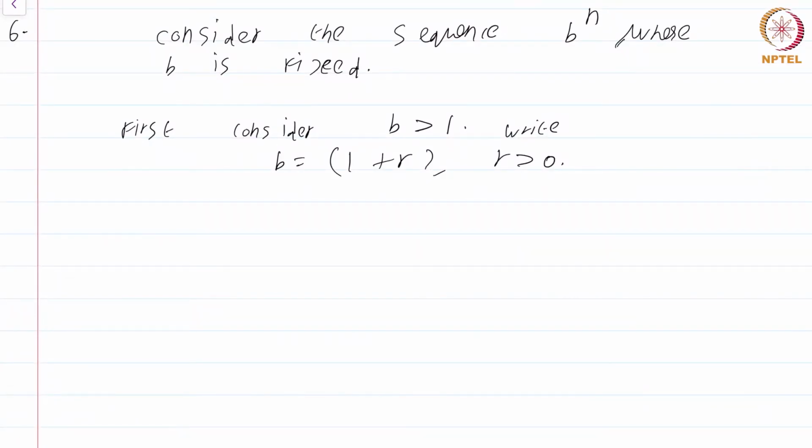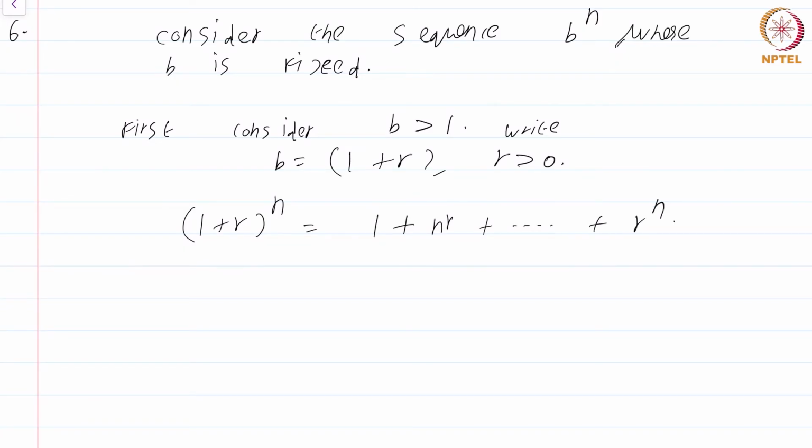Now I want to compute 1 plus r power n. That's the nth term of this sequence. How do you compute this? Well, we know the familiar binomial formula. If you're not familiar with this, just check your high school textbooks again. You would have proved it using induction or by a combinatorial argument. Okay. Now what is this? This is nothing but 1 plus nr plus dot dot dot some other terms plus r power n.